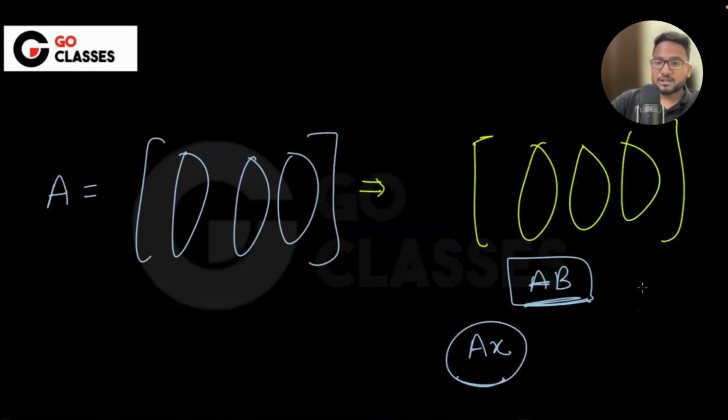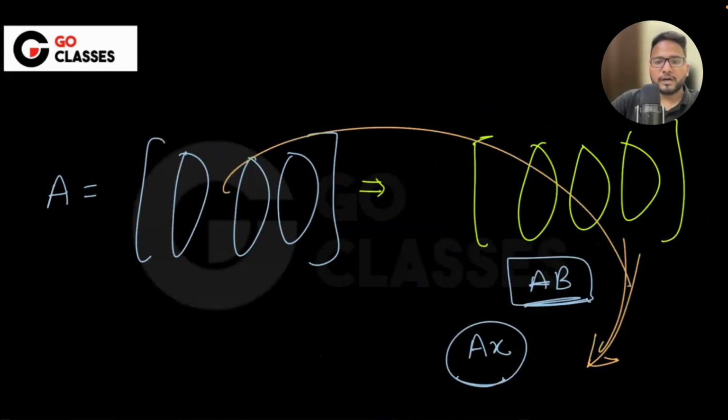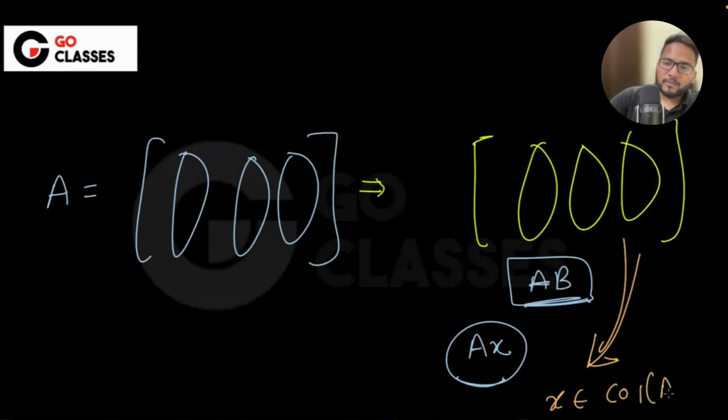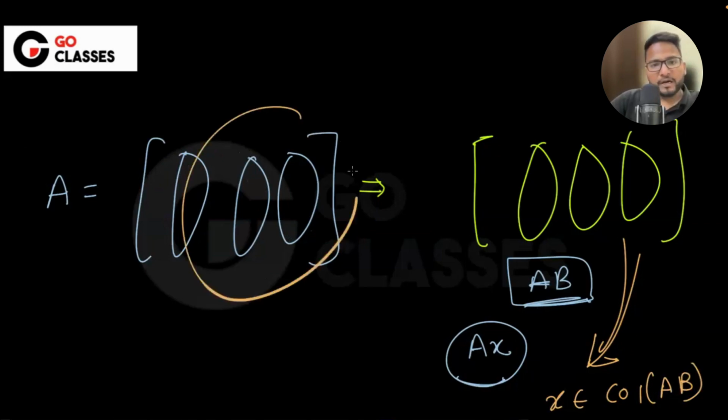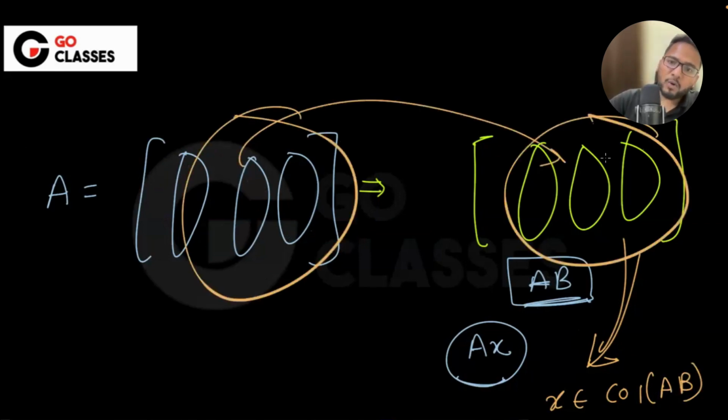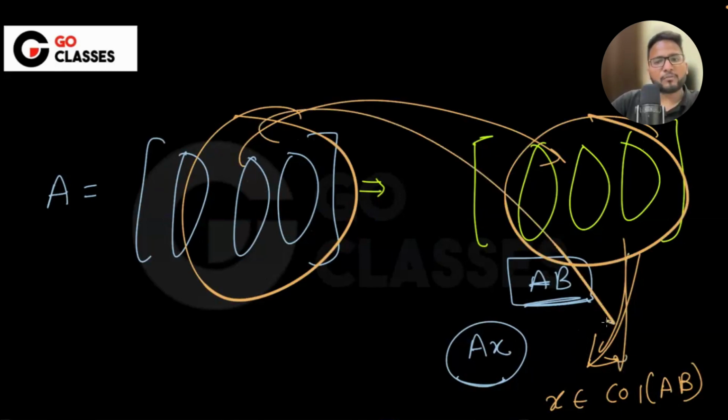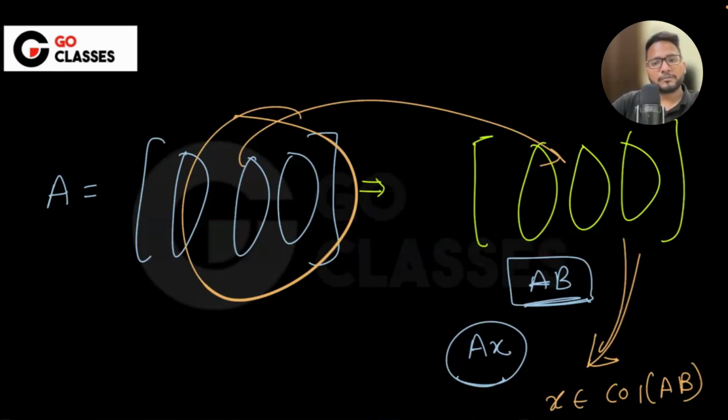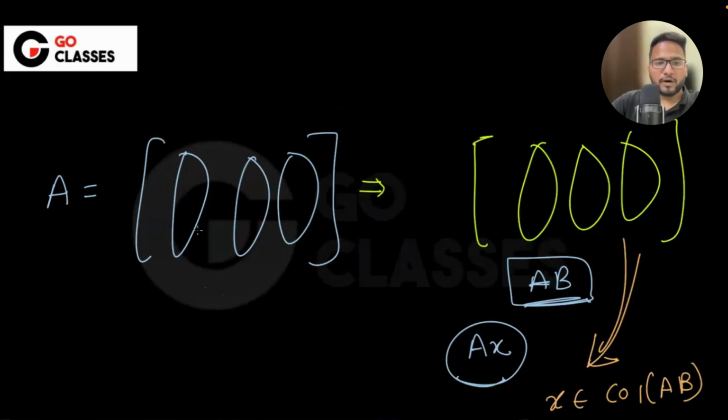Whatever you can produce from this, can't you produce from this also? Tell me. If x is in the column space of AB, then can't you say it is also in the column space of A? A is the parent, it is what created AB. Whatever comes from a linear combination here, you can also get from here, isn't it? Let me know if you're getting it or not.